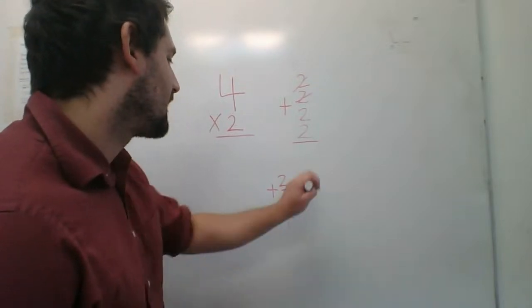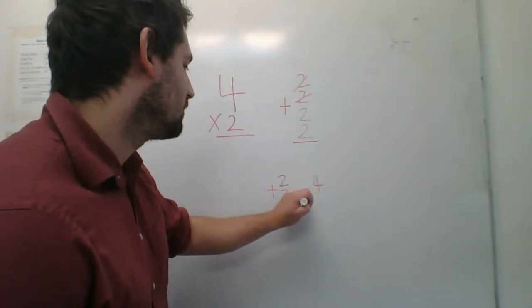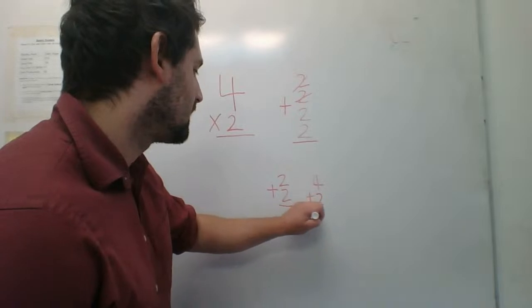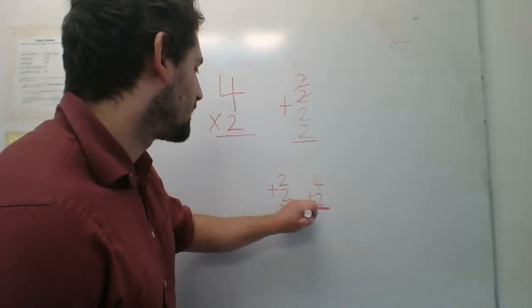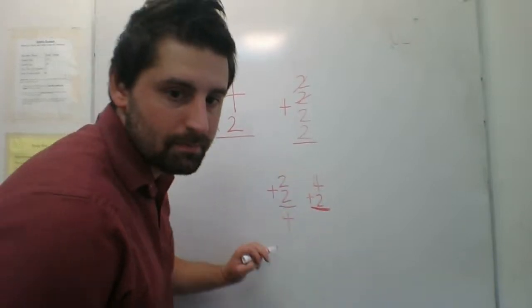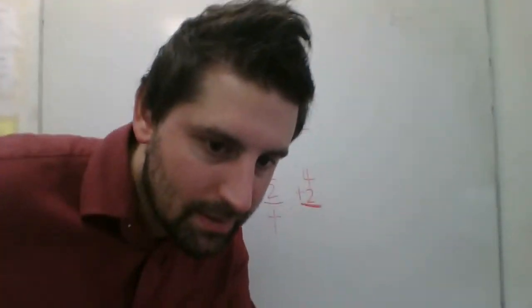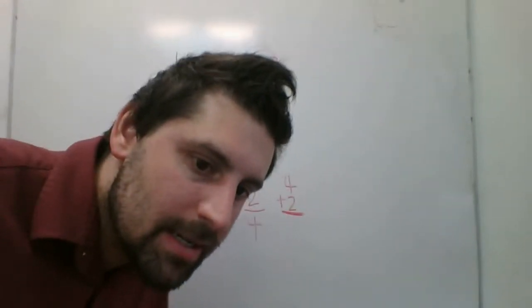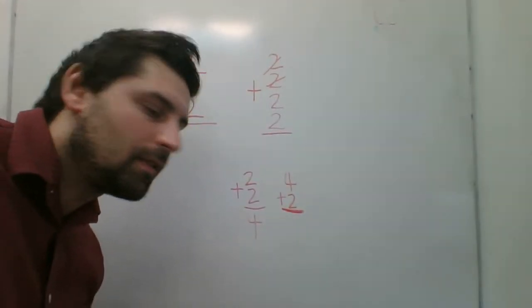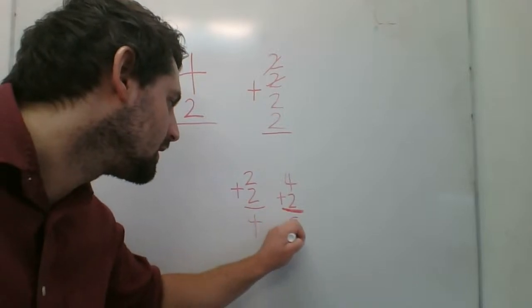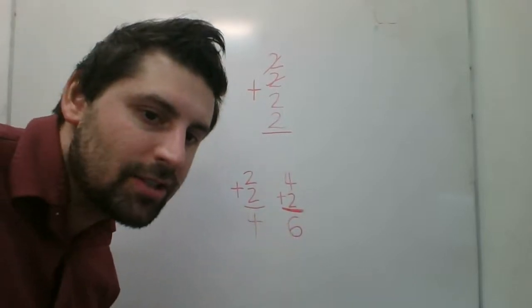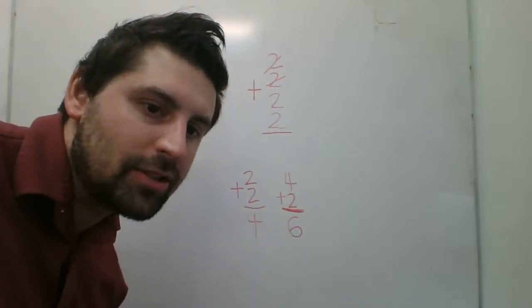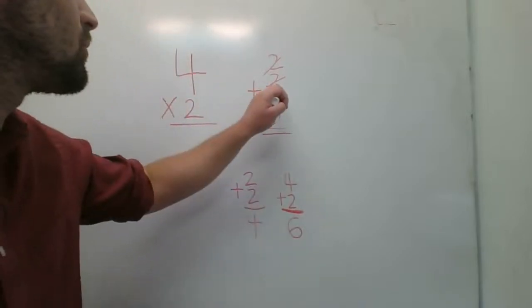Now I have to add 2 again. So 4 plus 2. This is simple one-digit addition here. 4 plus 2. Let me pull the thing closer so everybody can see. 4 plus 2 equals 6. So I just added the number 2 3 times. I just added 3 groups of 2.